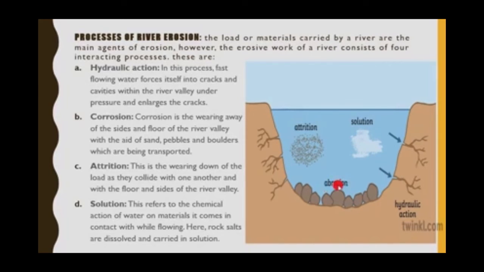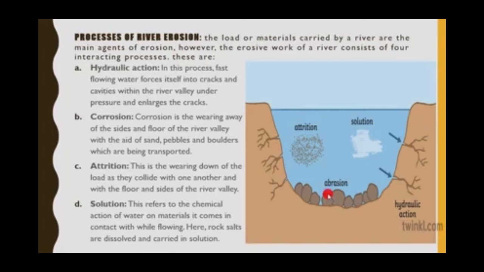Okay, when we look at the action of wind in the desert, it is called abrasion. Okay, corrosion is the wearing away of the sides and floor of the river valley with the aid of sand, pebbles, and boulders, which are transported. So you can see, as these materials are being transported, they wear away the sides, okay, or the belly or the valley of the river. Okay, as they touch the ground, they hit it, it leads to the wearing away of this side.